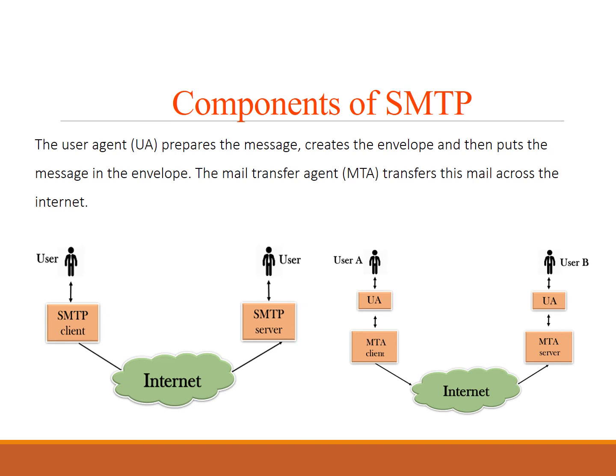The next diagram is representing user A going to approach the user agent. The user agent is going to ask permission from the MTA client to connect with the MTA server through the internet. Then the internet is connecting with the MTA server of user B. The MTA server is going to approach the user agent to access user B. So the user agent is the person or system who prepares the message, creates the envelope and then puts the message in the envelope. The MTA transfers this mail across the internet.